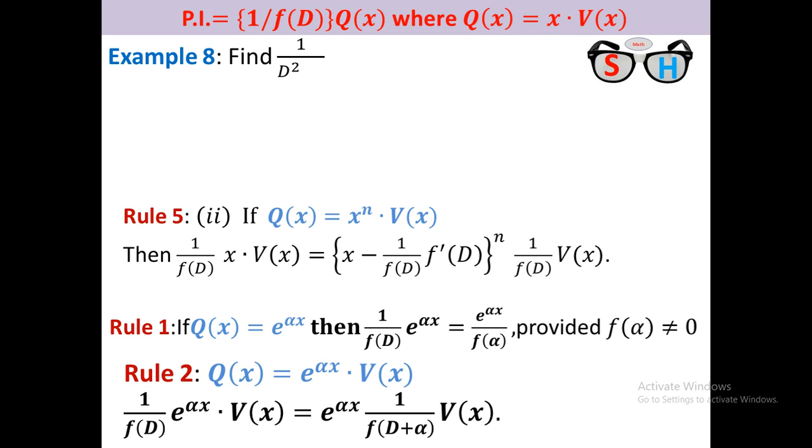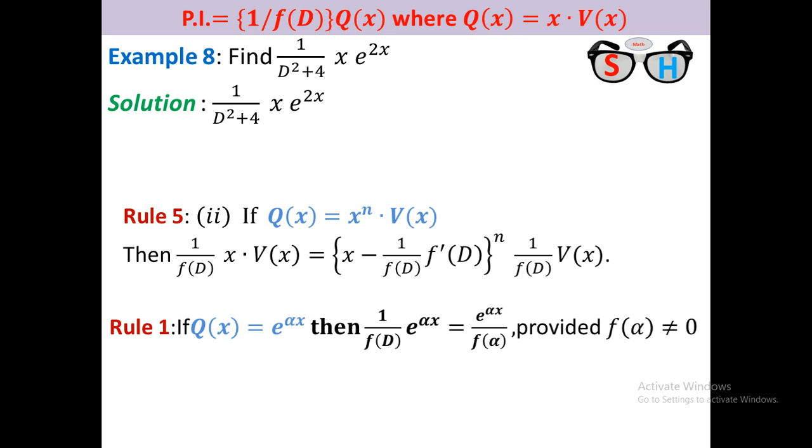Now we take example 8. Find 1 by D square plus 4 of e to the power 2x. I advise you to solve it directly by using rule 2. Just take e to the 2x in front of the operator and replace D by D plus 2. Here replace D by D plus alpha, and V(x) is here x, and then use the rule of polynomial, that is rule 3. But here I take this problem to use rule 5. To use rule 5, you see that this is x, so n is 1 and V(x) is e to the power 2x.